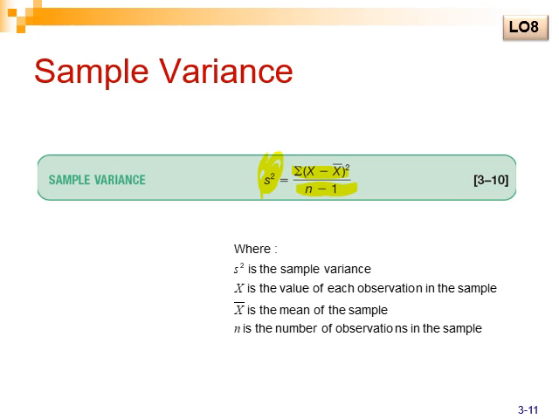But in the population variance, we divide by capital N, which is the total number of the population. Okay, now again, sample variance is noted as S squared, and x is the value of each observation in the sample, x bar is the mean of the sample, and n is the total number of observations in the sample.